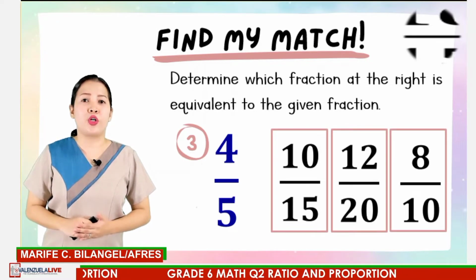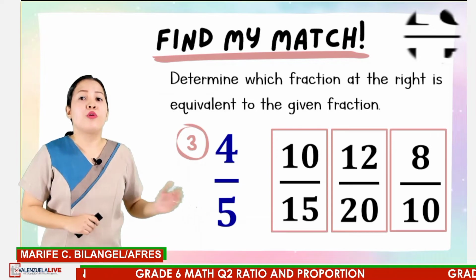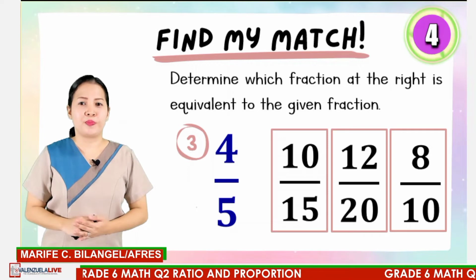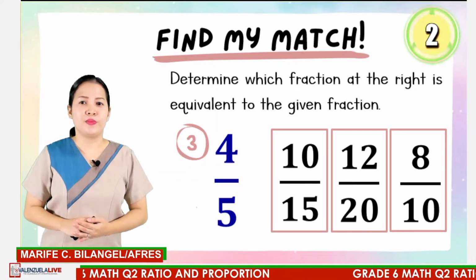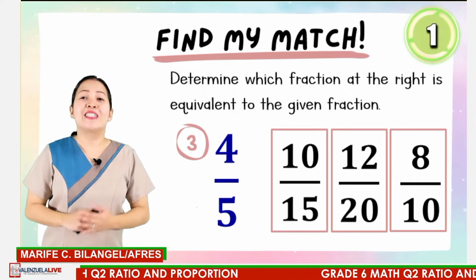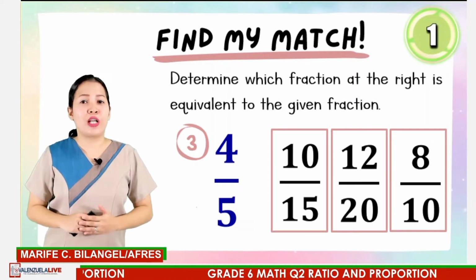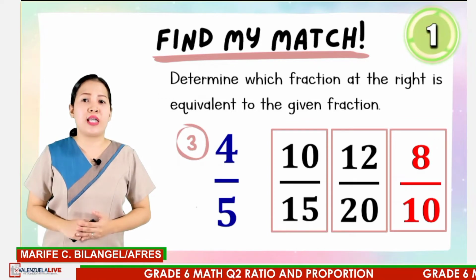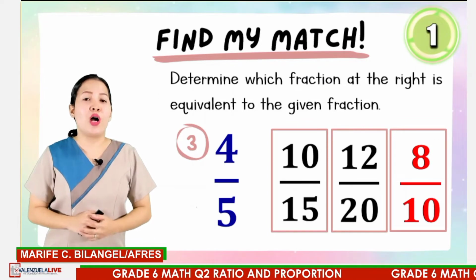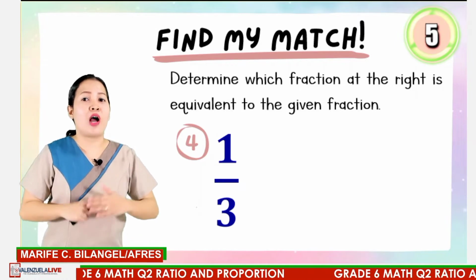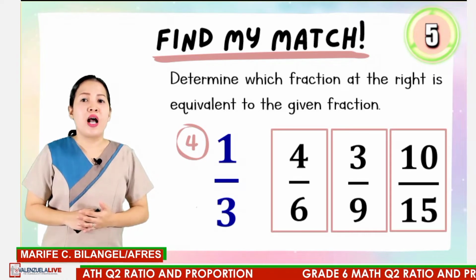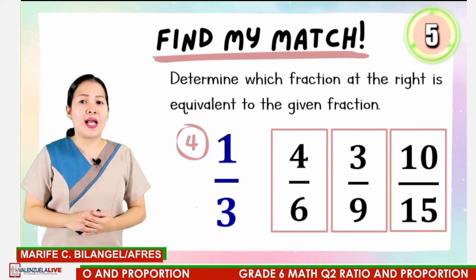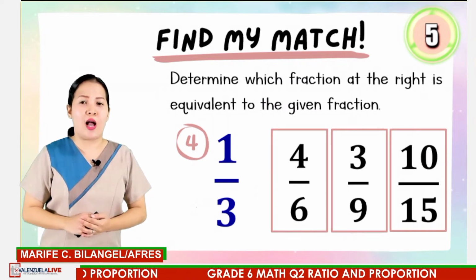Now, let us have our third fraction. Our third fraction is 4/5. Find its match, and your timer starts now. Time's up. Who among you answer 8 over 10? So if your answer is 8 over 10, great job. You are right. Let us have our next fraction. Our next fraction is 1/3.